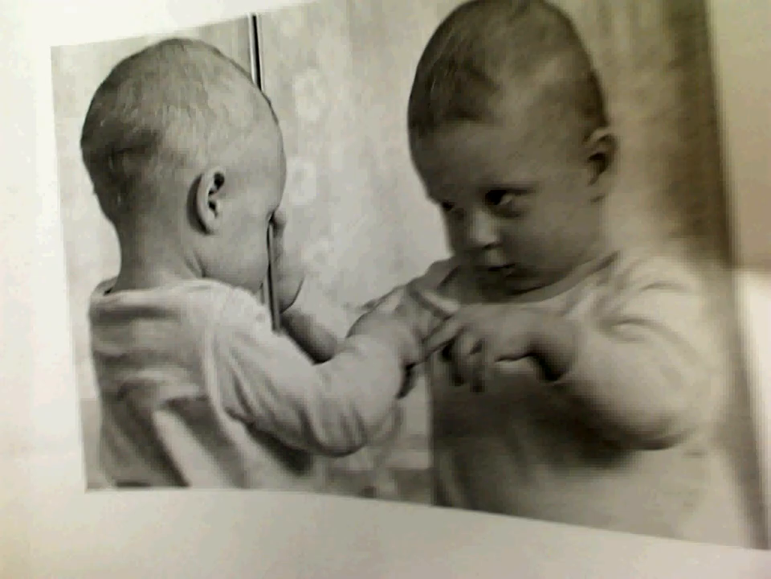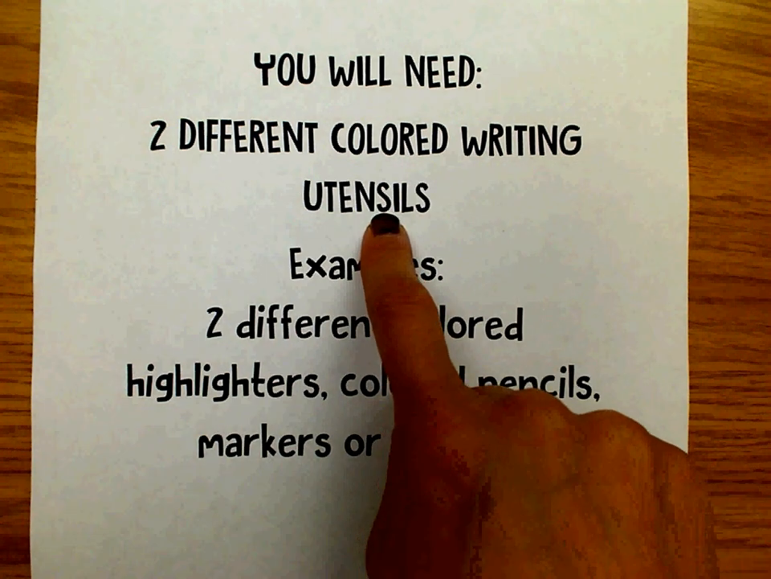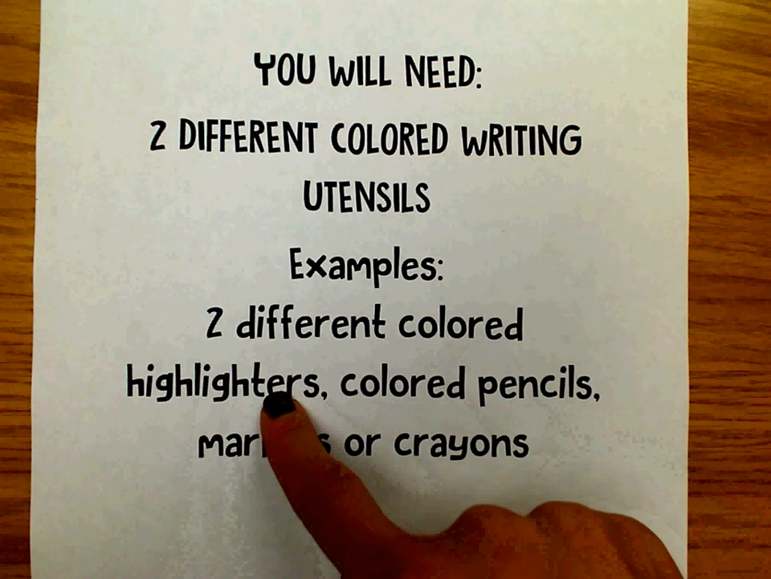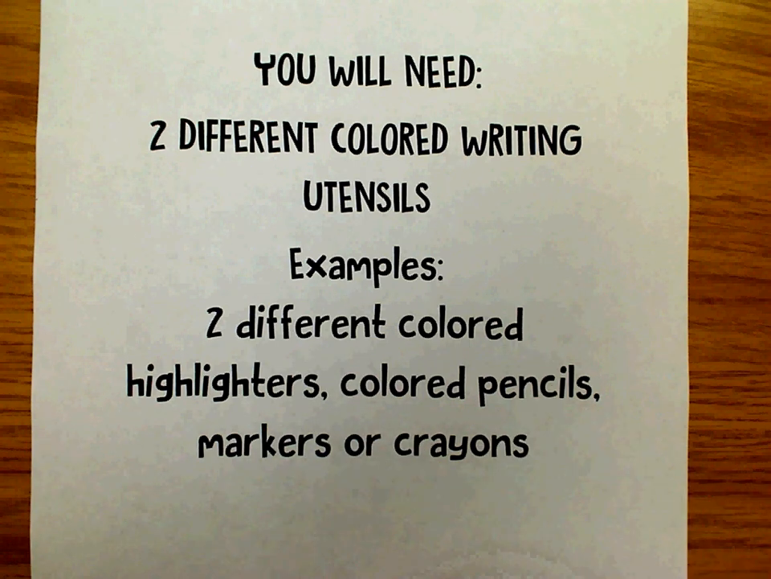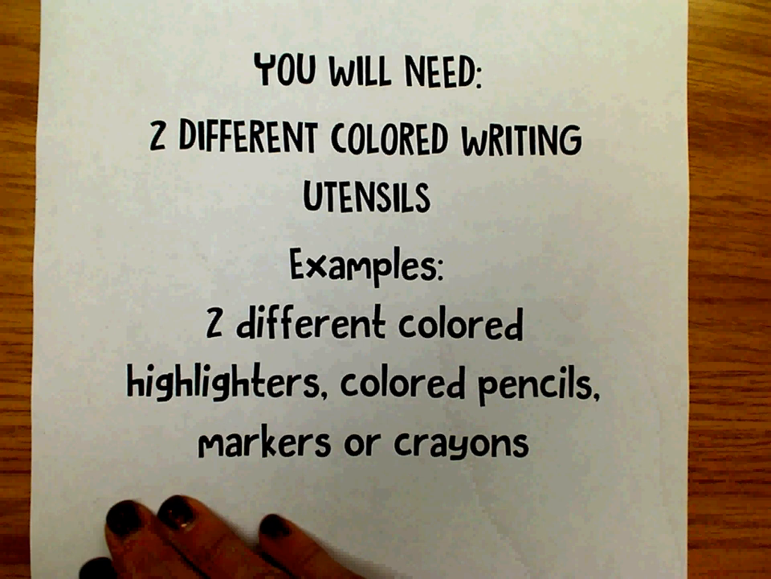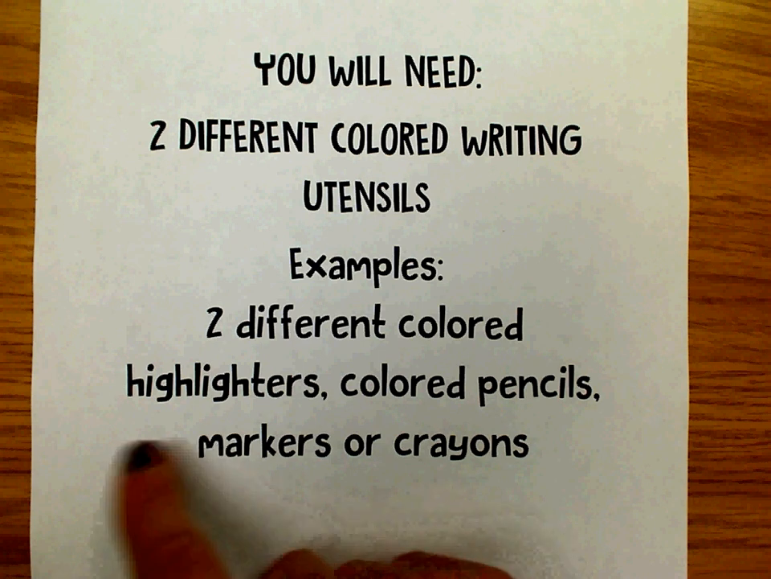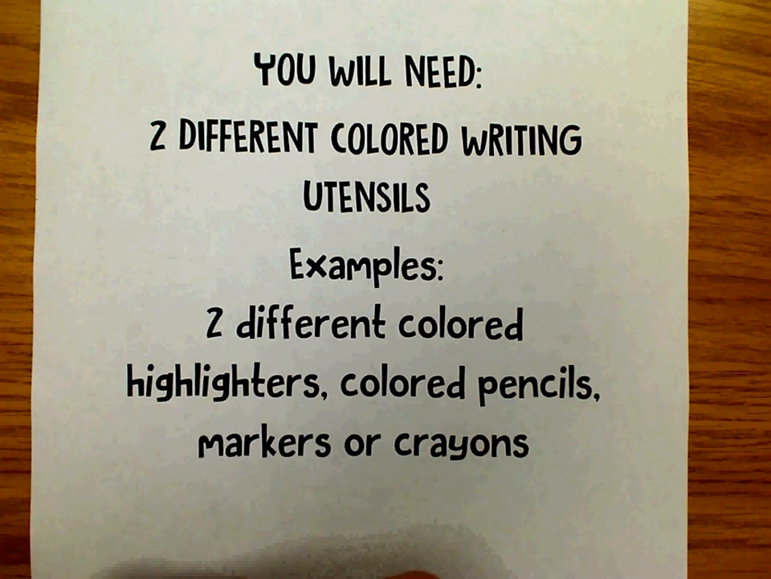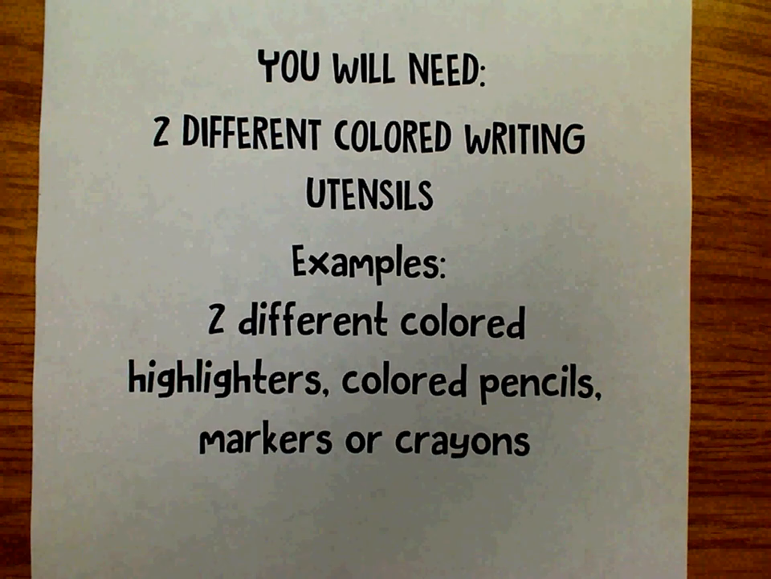So what you will need before we begin is two different colored writing utensils. In other words, two different colored highlighters, two different colored pencils, markers, or crayons, okay? Now, if you don't have them, don't fret, but if you can, pause the video for a second and go grab some colored pencils. As long as they're two different colors, it's going to help the drawing stand out to you. So I would suggest you pause the video and go get them, okay?